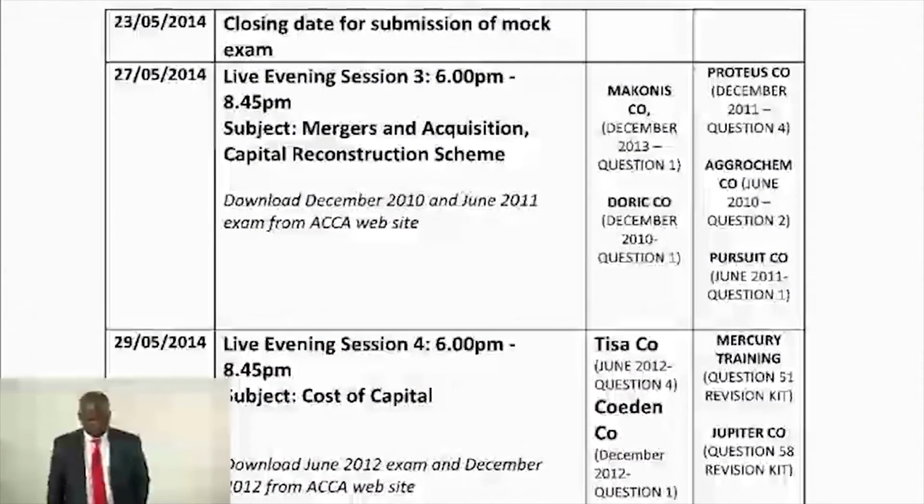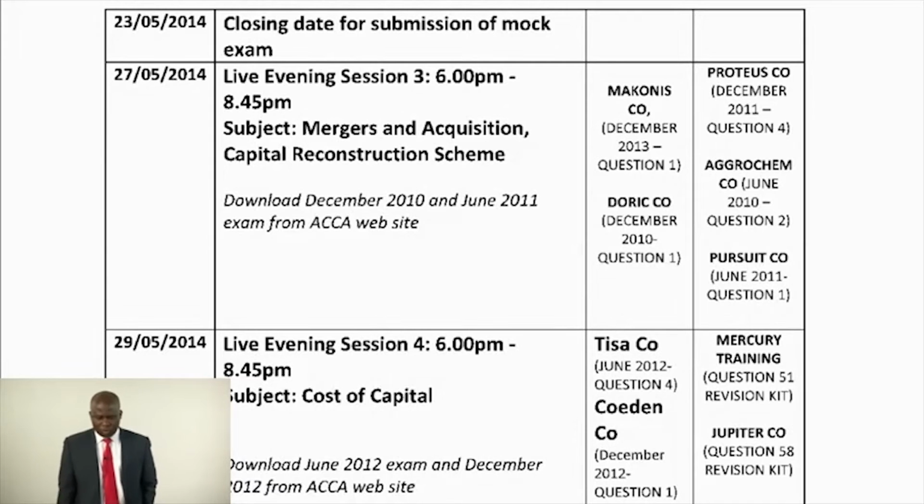Today the objective is to look at a question on mergers and acquisitions and capital reconstruction and reorganizations. So if you go to your course outline, you will see the questions we are supposed to be doing today. We're going to look at Marconi's Code, December 2013, and Doric Code, December 2010.